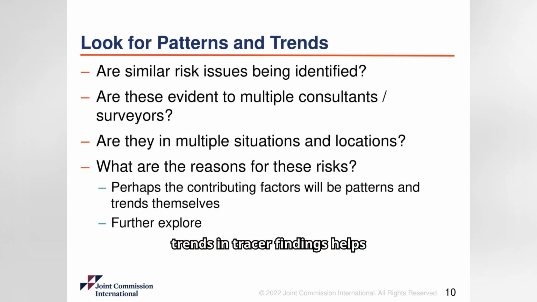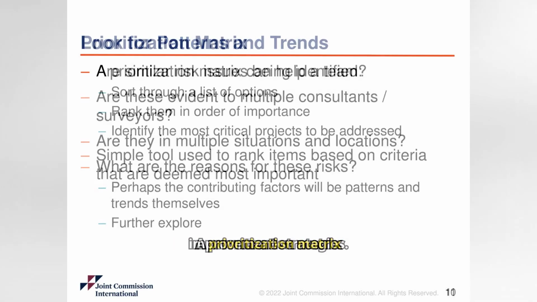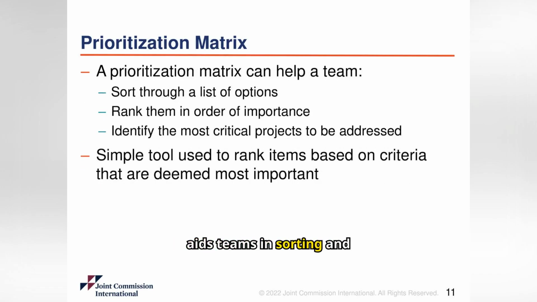Identifying patterns and trends in tracer findings helps organizations recognize recurring risks, explore contributing factors, and address these issues through targeted improvement strategies. A prioritization matrix aids teams in sorting and ranking options, identifying critical projects to address, and ensuring that efforts focus on areas with the highest impact on patient care.